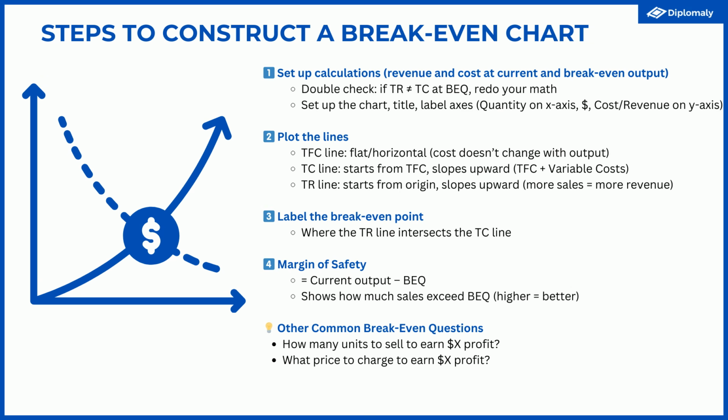The first thing is to plot the total fixed costs. Remember that the fixed costs are those that don't change with output. So regardless of quantity, the cost stays the same. This makes the TFC line a flat line. Next, we plot the total cost line.